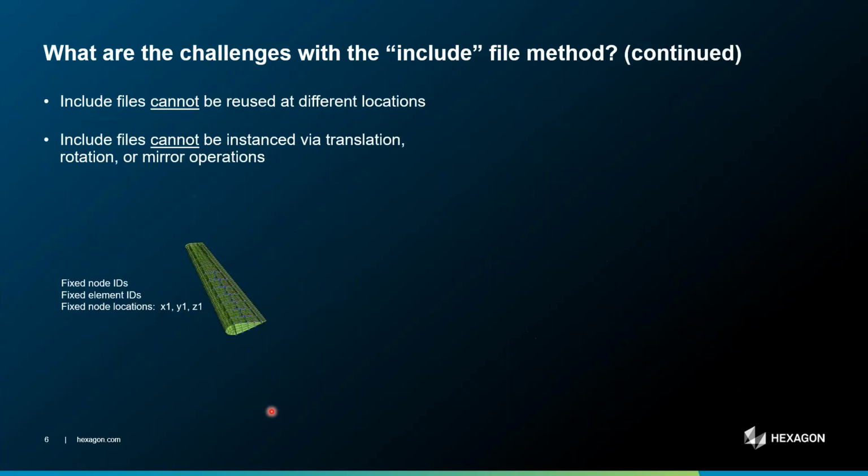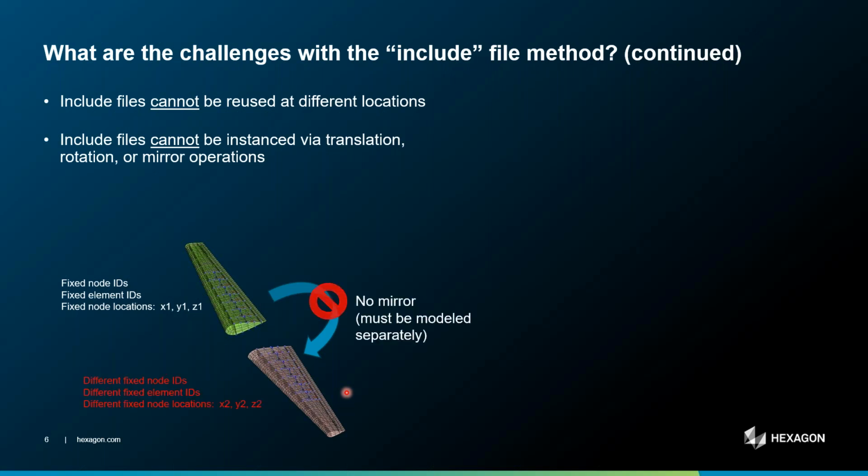Another challenge is that include files cannot be reused at different locations. They cannot be instanced via translation or rotation or mirror operation. So let's imagine this right wing, which has node and element IDs and has locations. What I would really like to do, assuming that the left wing is identical, is instance it. I would like to do a mirror instance, so that there's a relationship between the wings, so that if I change the right model a little bit, the left one automatically updates.